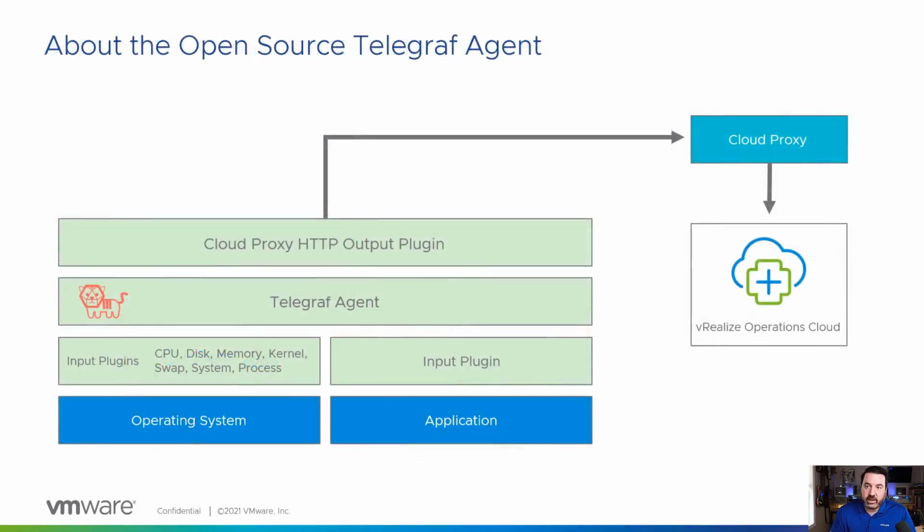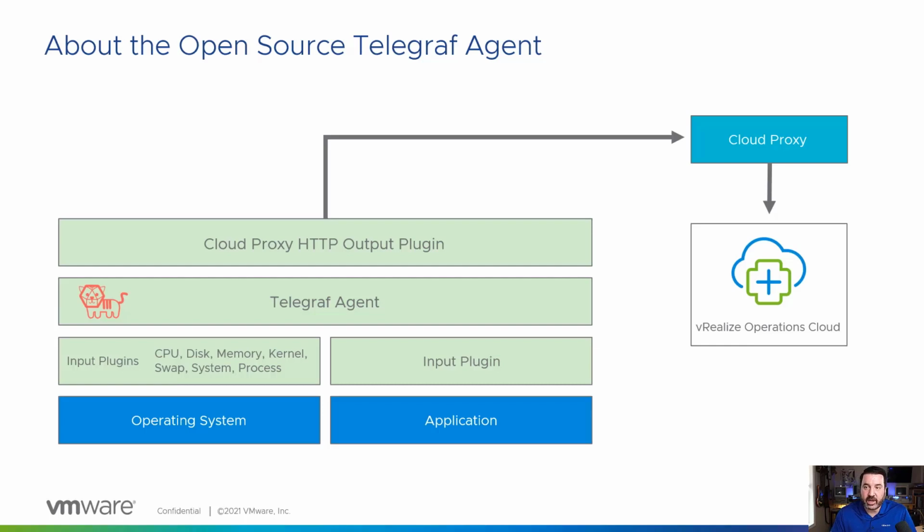And just looking at how this works, this diagram shows, of course, the operating system and the application. In this case, they're running side by side, but obviously we know the applications run on top of the OS. This highlights how the open source Telegraf agent works. There's an input plugin for the operating system. This is configured once you install the agent on your virtual machine. It's already configured to pull in your OS level metrics.